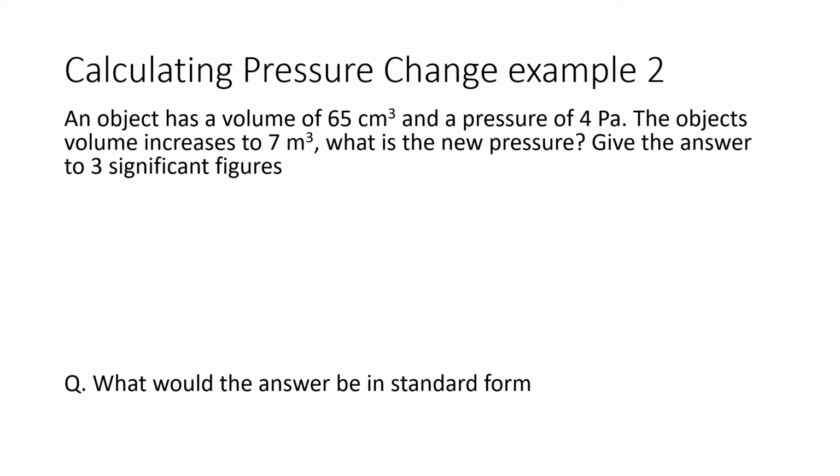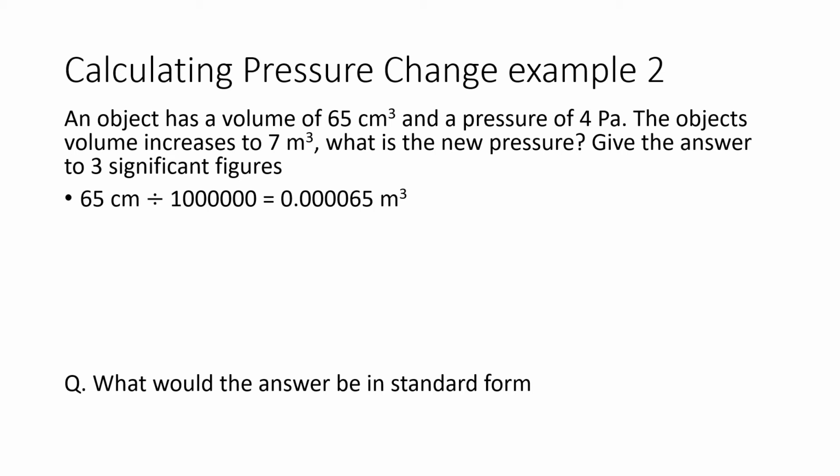In our second calculation, we obviously need the equation. We need to have identified all the variables in there. At this moment in time, you'll notice that we do have an issue with our units because we have 65 centimeters cubed, which is not in meters. So the first thing we should do is convert that value into meters.